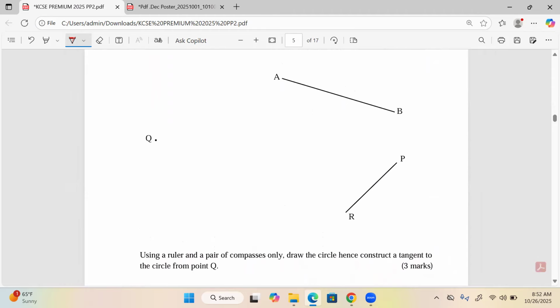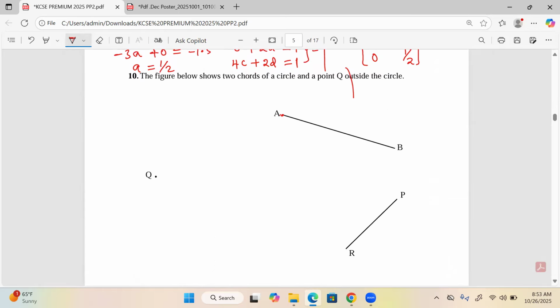We don't know the center of the circle, but what are the things that we know about circles? In case a chord is bisected, that bisector of the chord, if it's perpendicular, shall pass through the center of the circle. Therefore, when we bisect chord AB and also chord PR, those bisectors which are perpendicular to the chords shall meet at a point, and that becomes the center of the circle. Therefore, you stand at A, and using a reasonable radius, you make arcs on these sides. Then stand at B using the same radius, you cut those particular arcs.